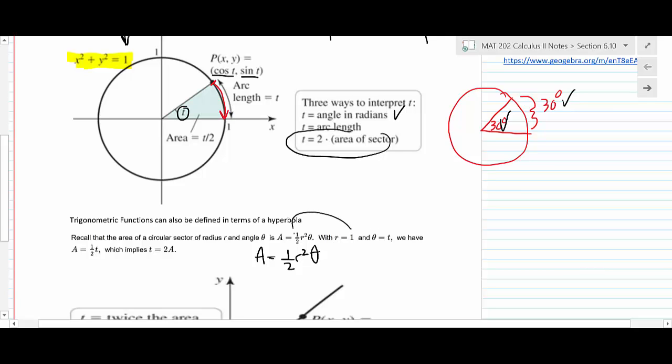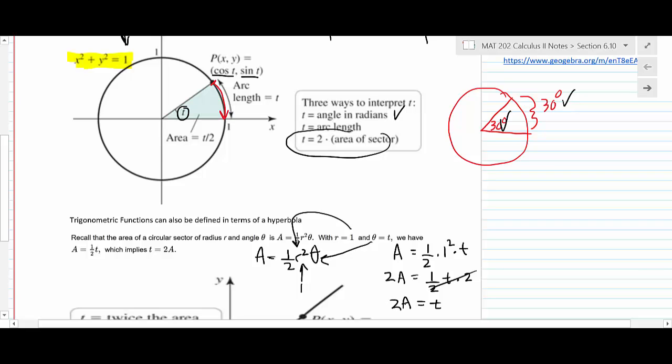Well, in a unit circle, r is 1, so we plug a 1 in there, but theta is also t. Theta is just, in my diagram, the same thing as that angle, so I'm going to replace that with t. The area of this sector would be equal to 1/2 times 1 squared times t, so A equals 1/2 of t. Then if you multiply both sides by 2, you get the fact that this angle t is twice the area of that sector.